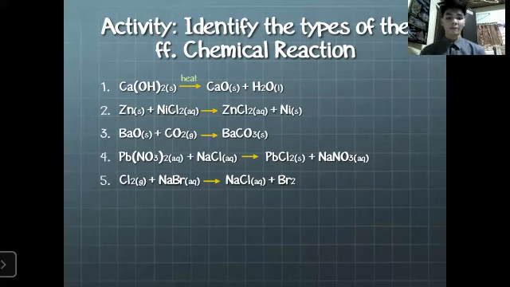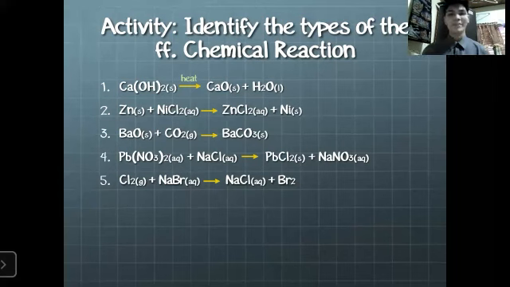So number 5, chlorine gas plus sodium bromide yields sodium chloride plus bromine. What is the type of chemical reaction? We have a single displacement reaction. That is good.